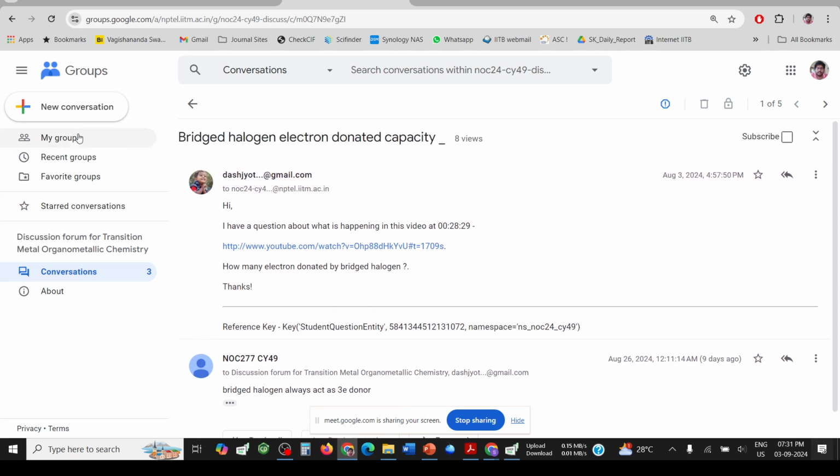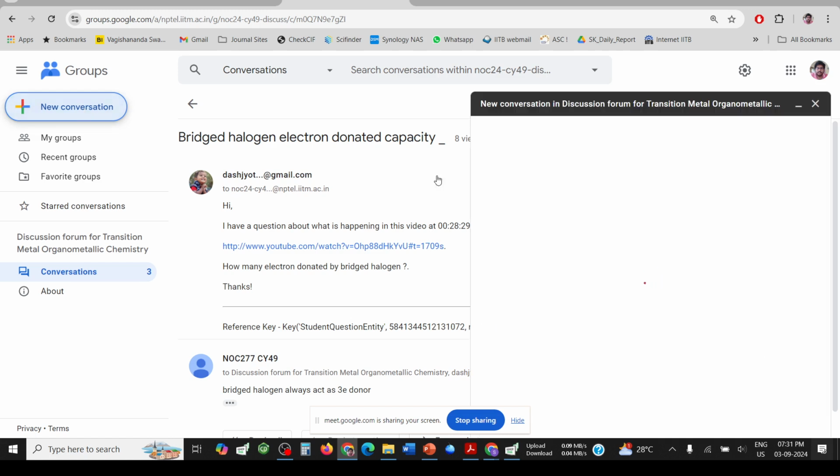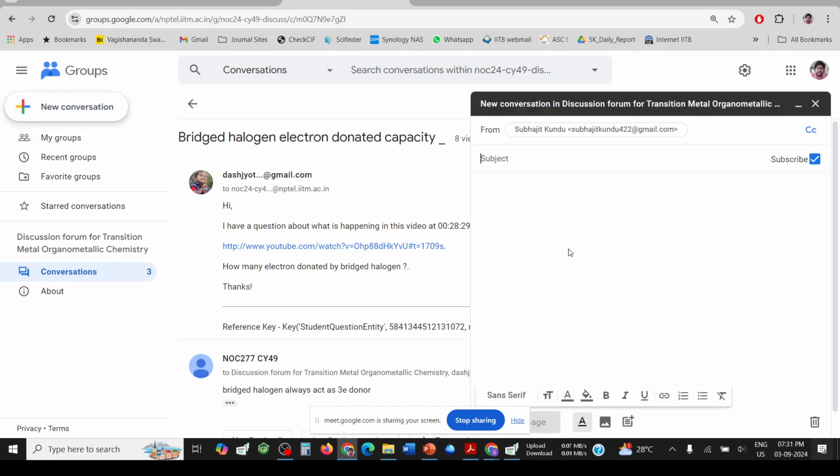Okay. So, just to ask your question, you click on the new conversation. And in the new conversation, this window will open. Your email address will be in the from field, and you write down the subject. For the subject you can write the related exam question pattern, and you write your question and just post message.